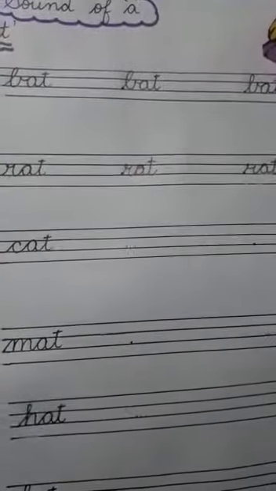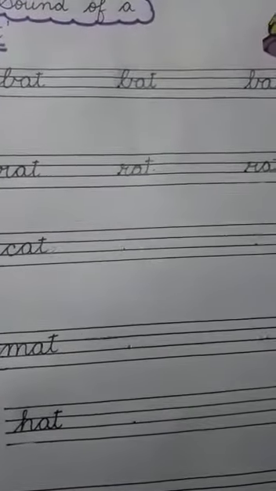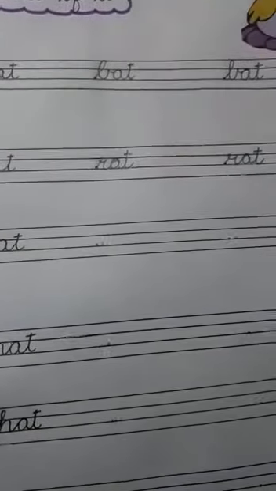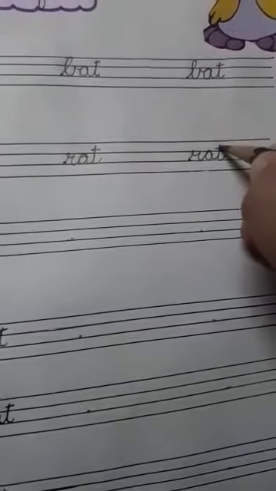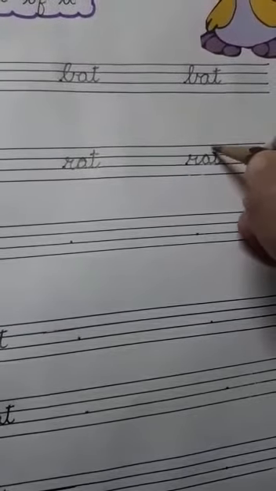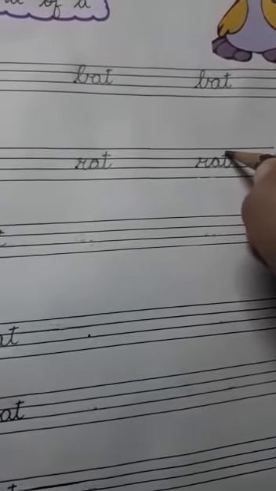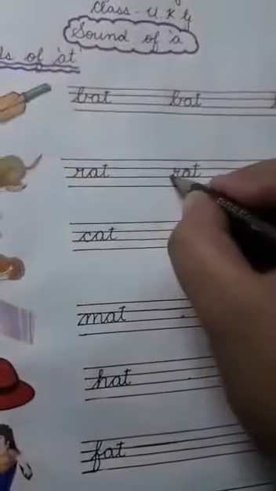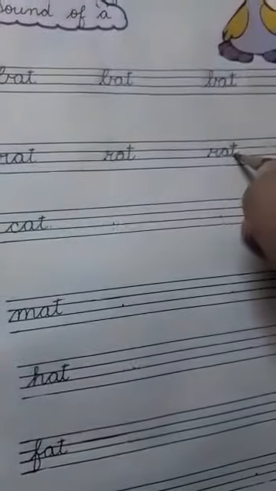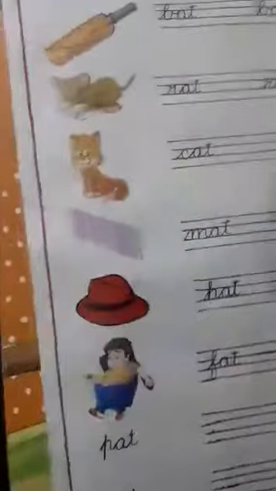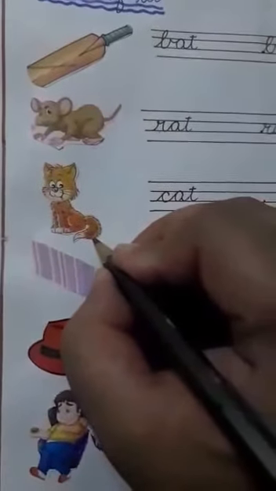See, all words will end with the sound t. So, you don't have to touch the T to the upper line. Okay, children, you will leave the T up to here. Initial sound is R here and the ending sound is T. Okay. Now, next picture. Which is the next picture?